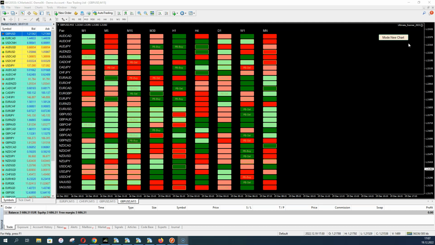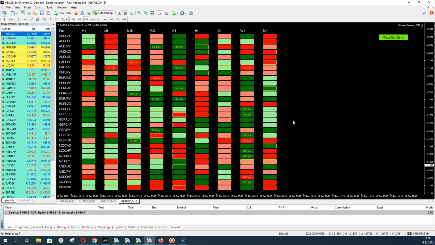And then you can see here the mode button. With this button you can change the mode. At the moment the mode is in new chart. This means if you click on one of these boxes, the Ultimate Scanner will open a new chart with the exact pair and the exact time frame. If you click here on this button, it will change to mode set alerts. Then you can set alerts for every pair and every time frame.